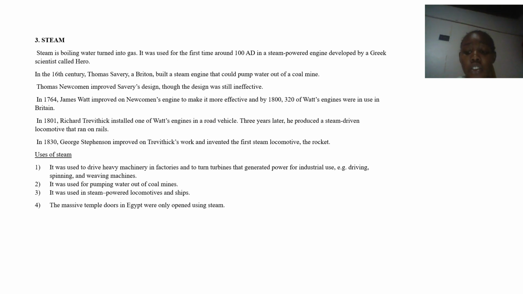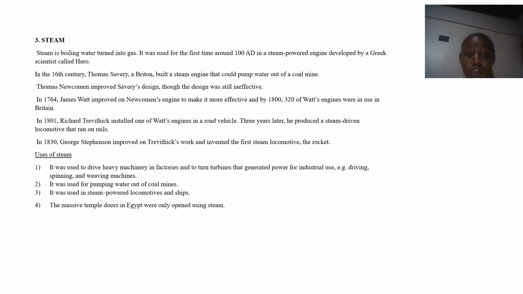Then in 1801, Richard Trevithick installed one of Watt's engines in a road vehicle. Three years later, he produced a steam-driven locomotive that ran on rails. Then in 1830, George Stephenson improved Trevithick's work and invented the first steam locomotive, the Rocket.